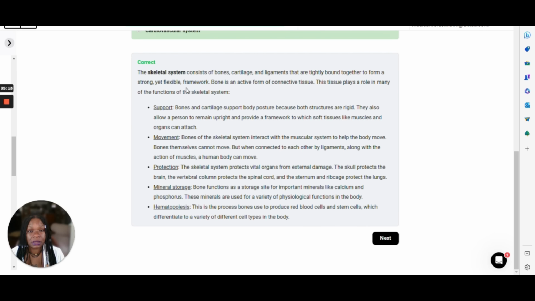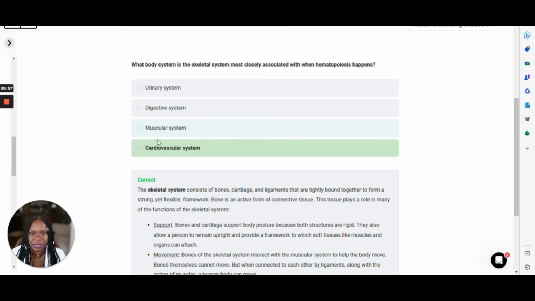Right here, we have the skeletal system consists of bones, cartilage, and ligaments. They're tightly bound together to form a strong yet flexible framework, right? The bone is an active form of connective tissue. So within that bone marrow, there are lots of things going on, you guys. And this tissue plays a role in many functions of the skeletal system. But for this particular question, we're focused on hematopoiesis, right? So hematopoiesis is going to be the process that bones use to produce red blood cells and stem cells, which differentiate to a variety of different cell types in the body. So I'm going to go ahead and go with the cardiovascular system for this one, okay?